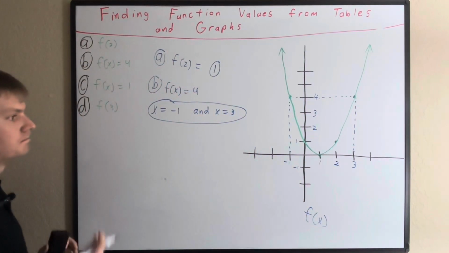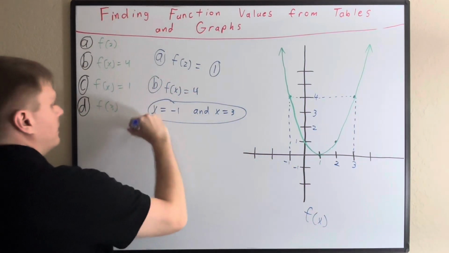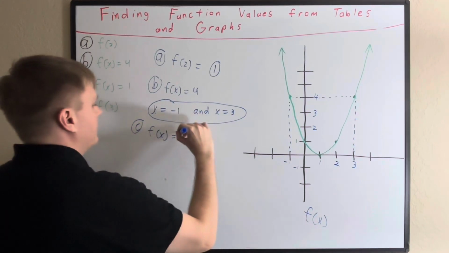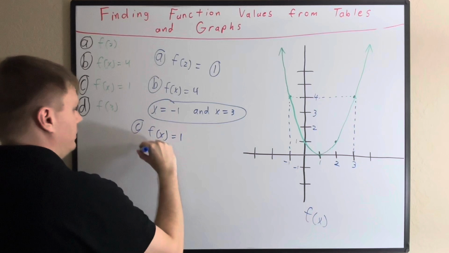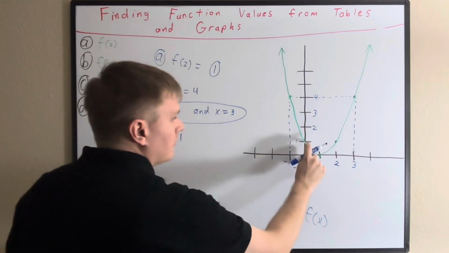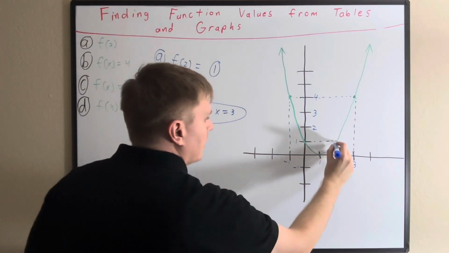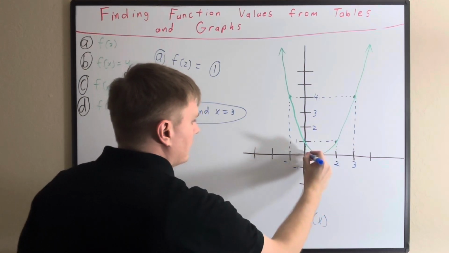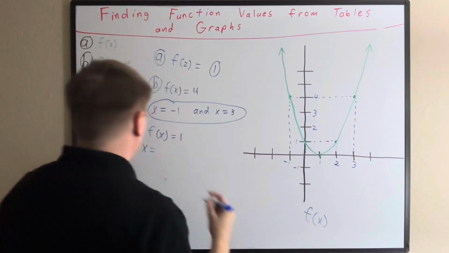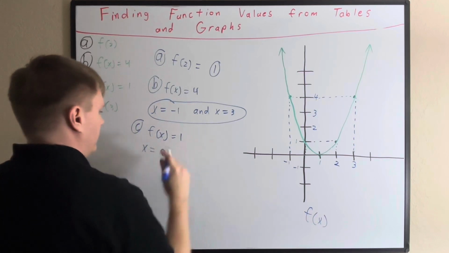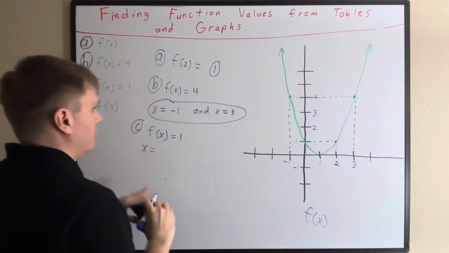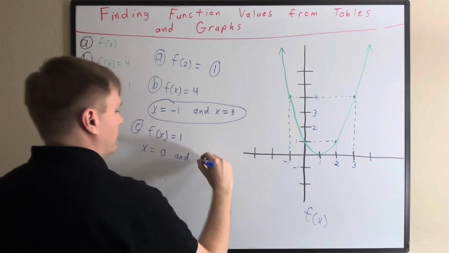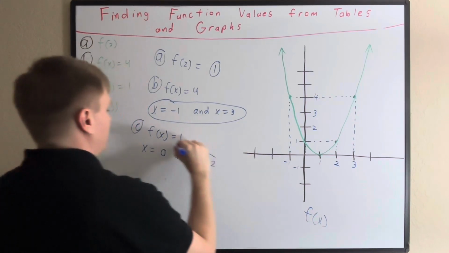Okay, not too shabby. Part C, f of x equals 1. Well, they're giving us the output again. So x would equal what? 0, and what's here? 2. So x equals 0. We'll put the smaller number first, and x equals 2.